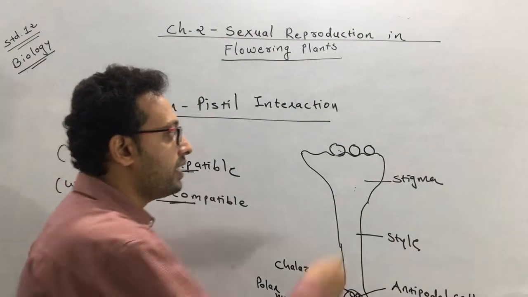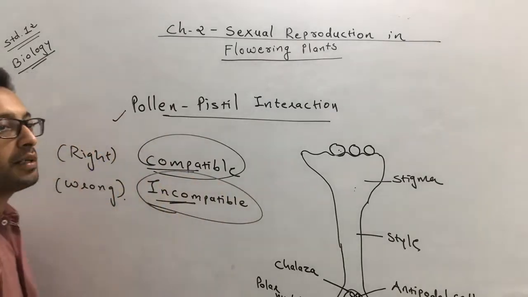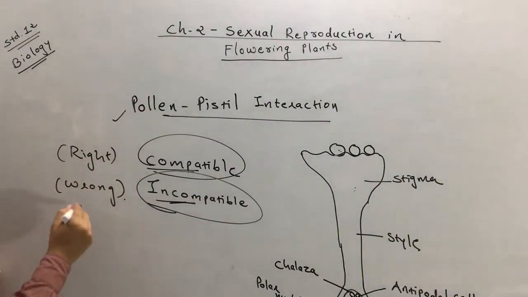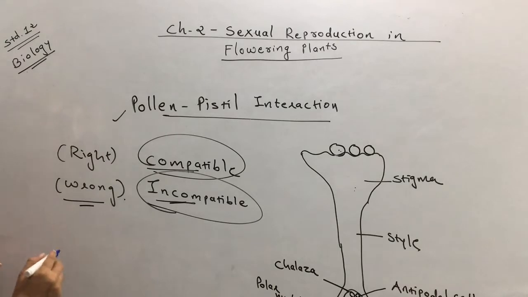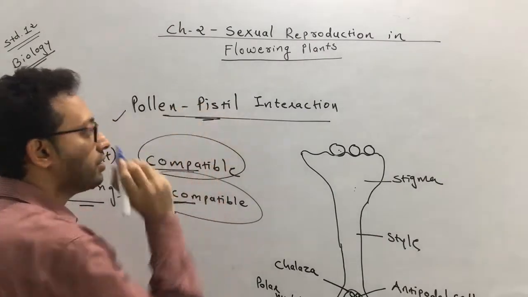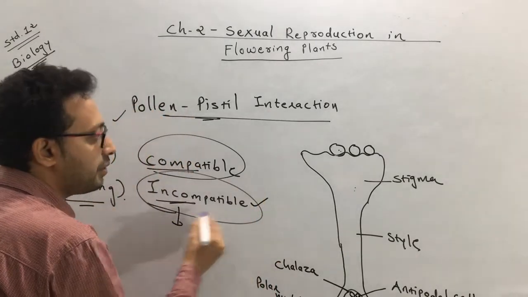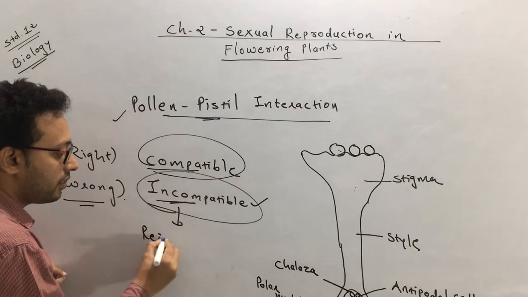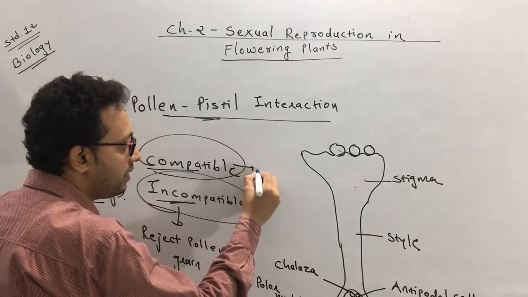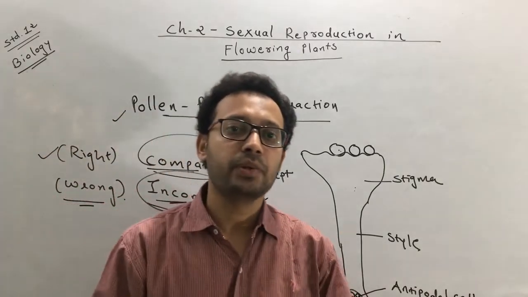a mango plant. So the pollen grain which falls on it, it identifies whether it is compatible or incompatible. That means it determines whether it is a right pollen or a wrong pollen. Next, if it is a right pollen, that is, if it is compatible, then the pollen-pistil interaction starts, meaning the further process goes on. If it is incompatible, then the pistil or the carpel rejects the pollen grain. Clear? If it is compatible, then it accepts the pollen grain. If it is incompatible, then it rejects the pollen grain.